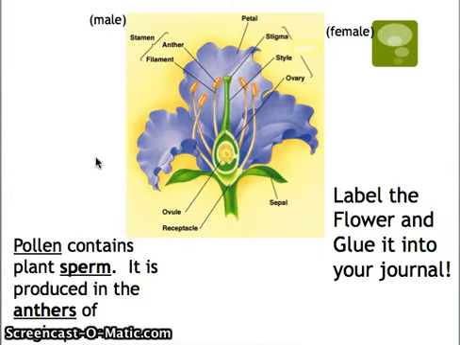Now, it's also important to note when you write this down. Okay, adaptation number 5 is pollen. Okay, now pollen is where the sperm is. Okay, so pollen holds sperm. Pollen is made in an anther. Those things are important. So adaptation number 5 is pollen. It contains the sperm, and it's produced in the anther.